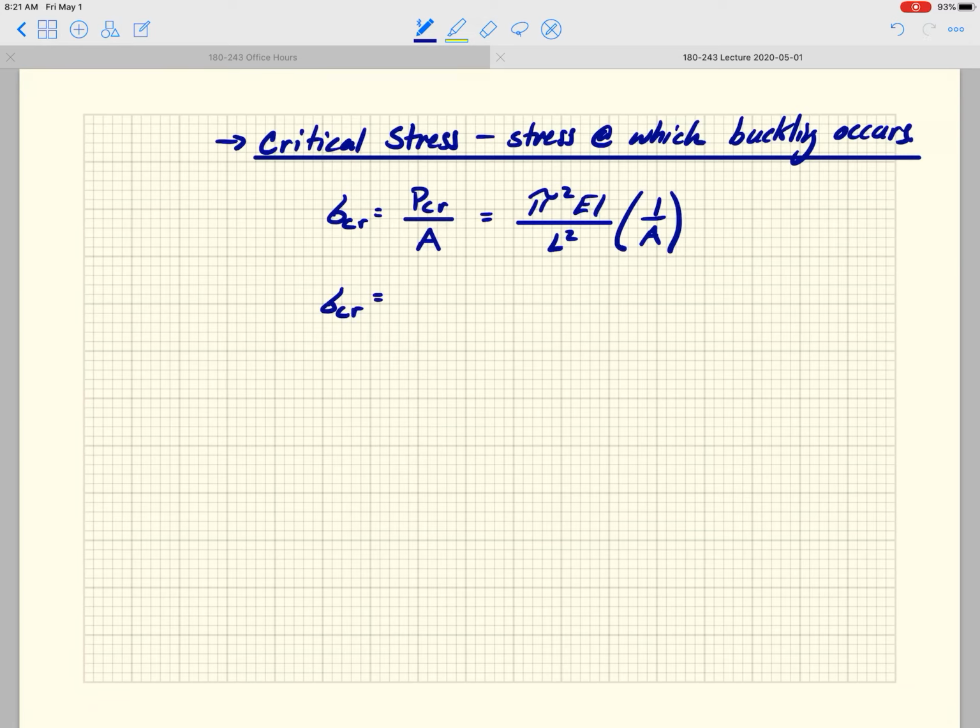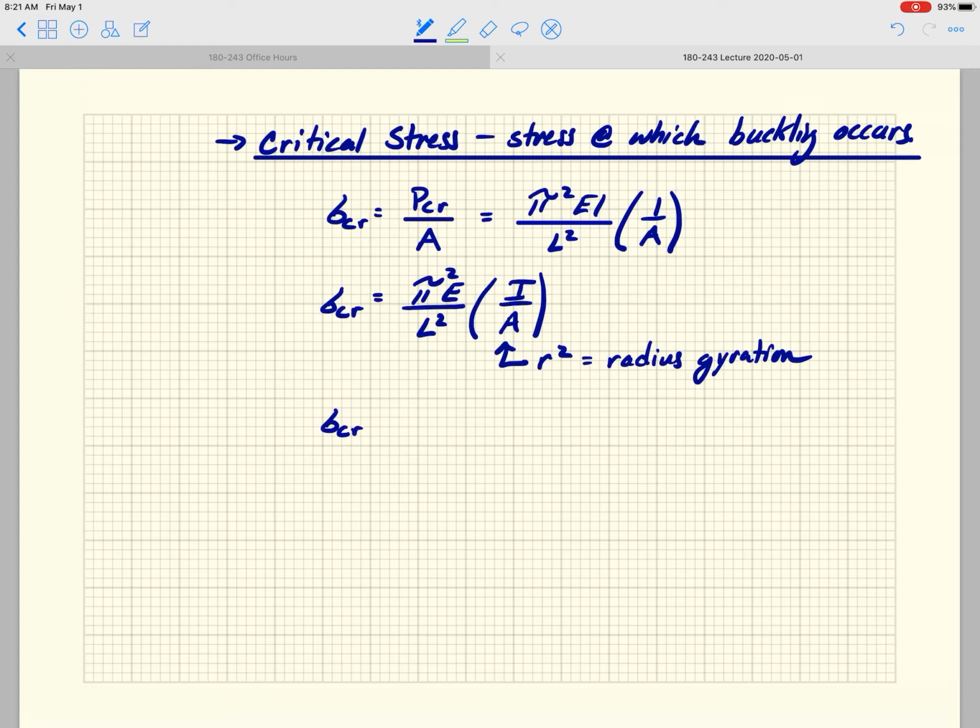And then I'm going to rearrange this a little bit, right? So I'm going to get pi squared E over L squared. And then this term here now becomes I over A, and if you remember when we first started talking about this, that was the radius of gyration. So I over A is R squared, R being the radius of gyration, right?